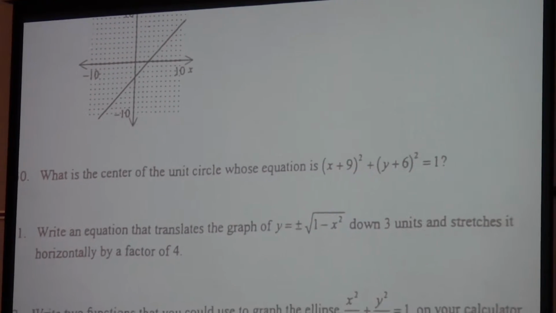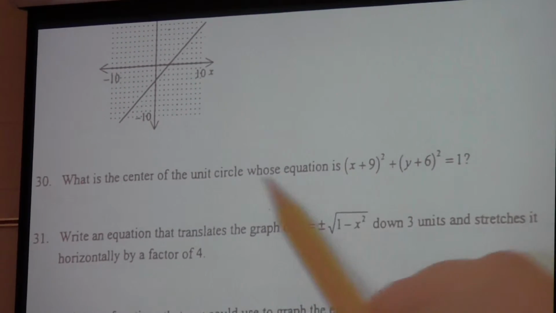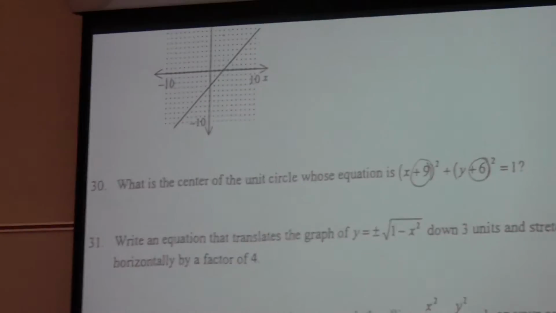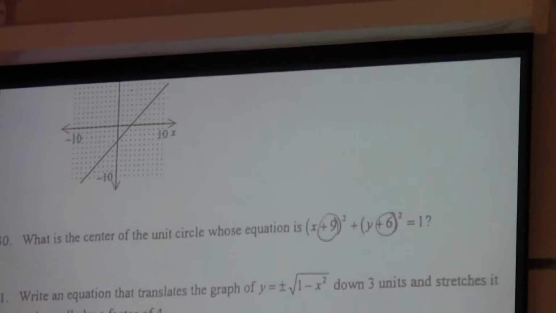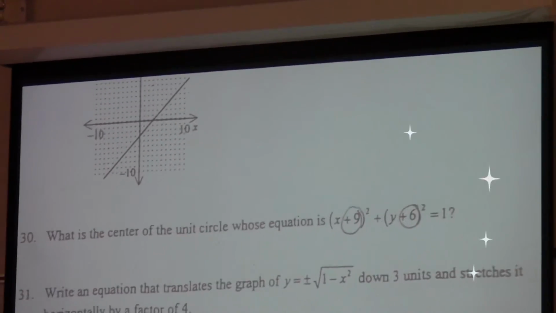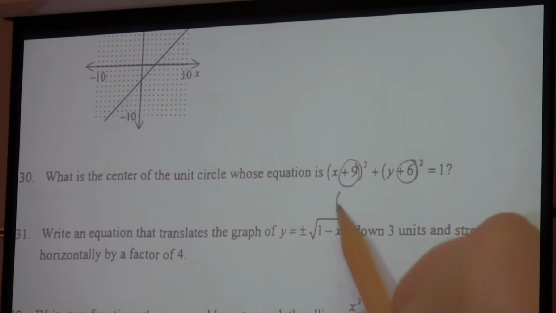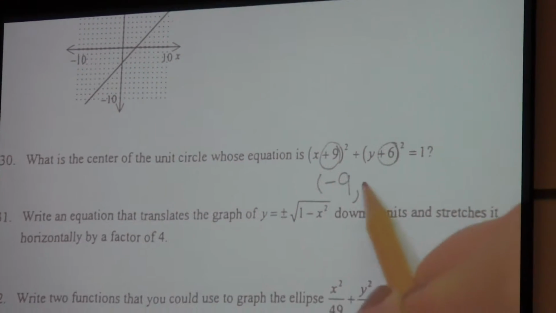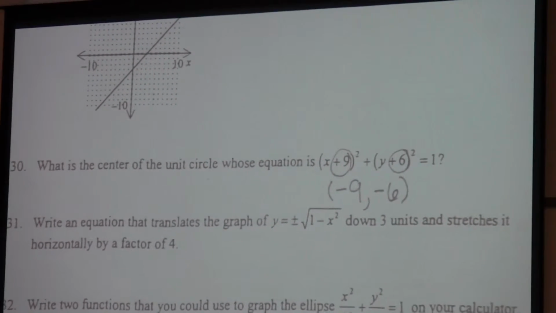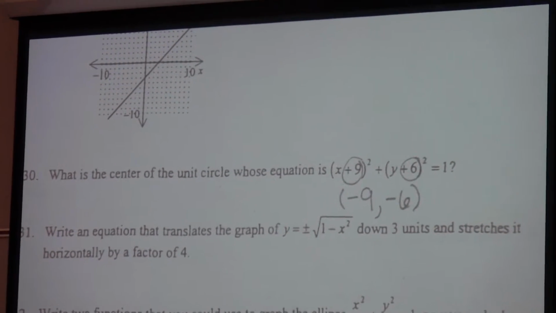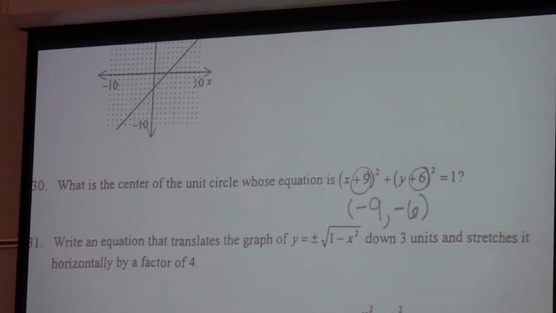So just as a reminder to those of you who don't remember, the center of the circle is given by the numbers inside the parentheses. And what do we always do to numbers that are inside parentheses? We flip the signs. So the center of this circle is negative 9, negative 6. So as long as you remember it's these numbers and I just flip the signs, you should be good.